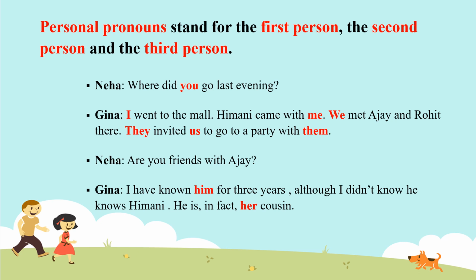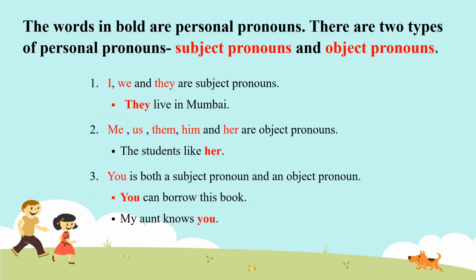Then Neha said, "Are you friends with Ajay?" Gina said, "I have known him for 3 years. Although I didn't know he knows Himani. He is, in fact, her cousin." The words in bold are personal pronouns. There are two types of personal pronouns: subject pronouns and object pronouns.